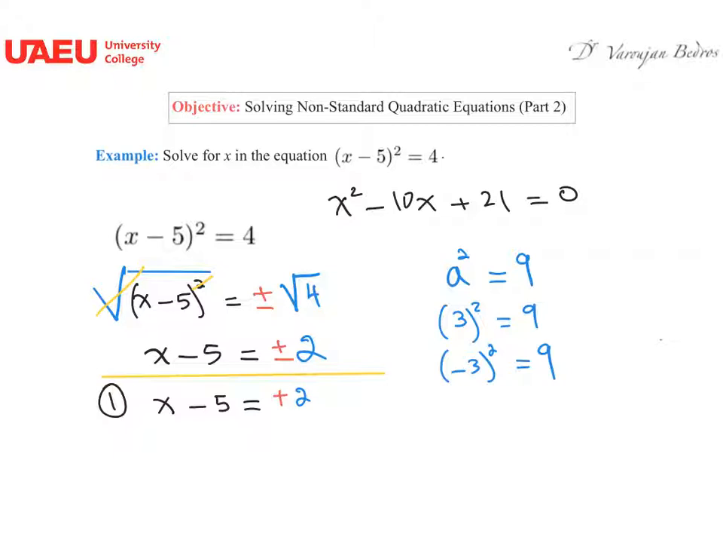First one is x minus 5 equals plus 2, which yields the answer x equals 7. And the second one, x minus 5 equals negative 2, which yields the answer x equals 3. So the two solutions we were looking for are 7 and 3. You can check these answers in the original equation given up here.